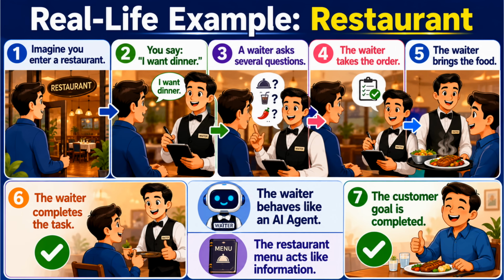Now we will see a real life example. Imagine you enter a restaurant. You say, I want a dinner. A waiter asks several questions. The waiter takes the order. The waiter brings the food. The waiter completes the task. The customer's goal is completed. In this example, the waiter behaves like an AI agent. The restaurant menu acts like information.